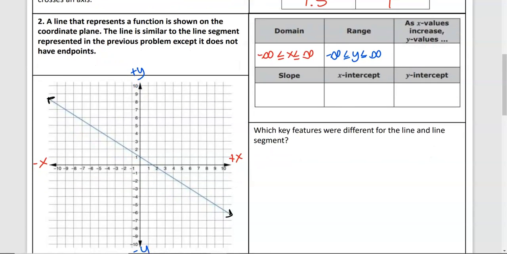All right. As our x values increase, what is my y doing? It is decreasing. We read a graph from left to right. So if Olivia was walking across this line, there she is, would she be going down or going up? She would be falling down. So we are decreasing.